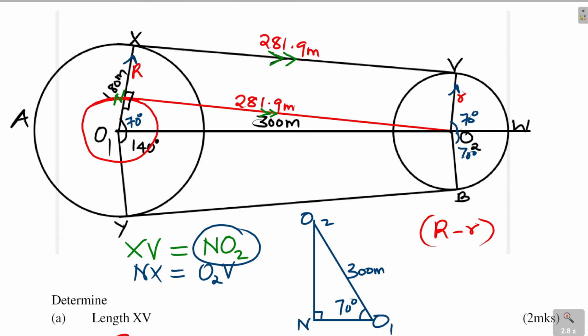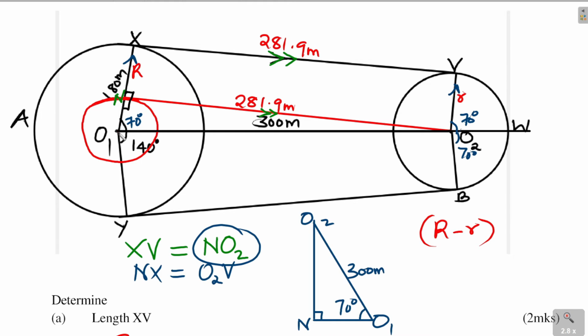So we just need to use the angle at the center, and you know the formula for the length of the arc. You have the angle at the center and you have the radius. The other thing that you need to get is the radius. We don't have the radius, so how do we get it? You can see this length NX is equal to VO2. So we need to get the radius.